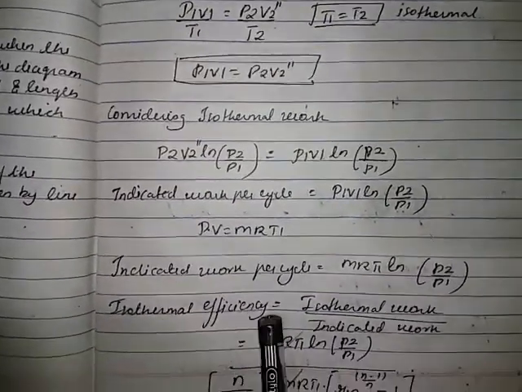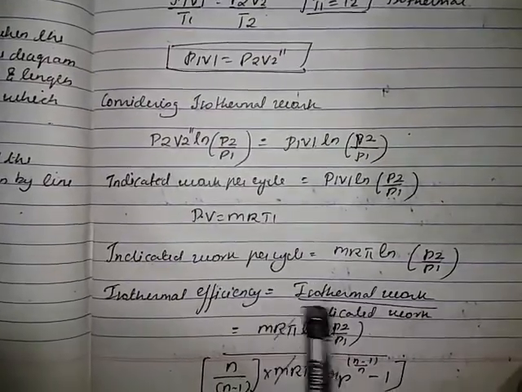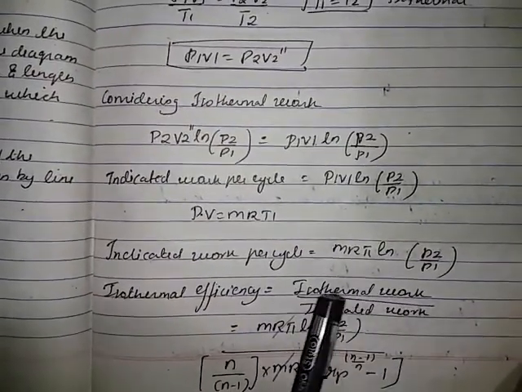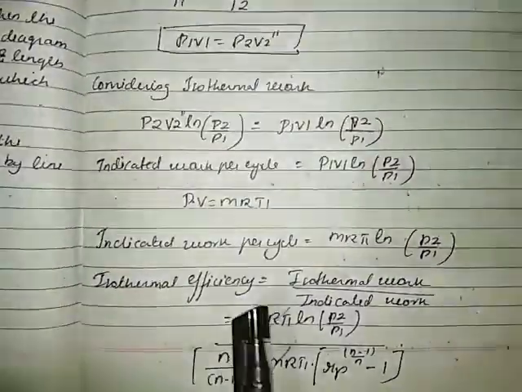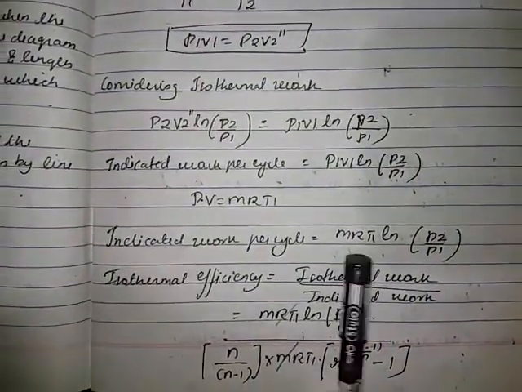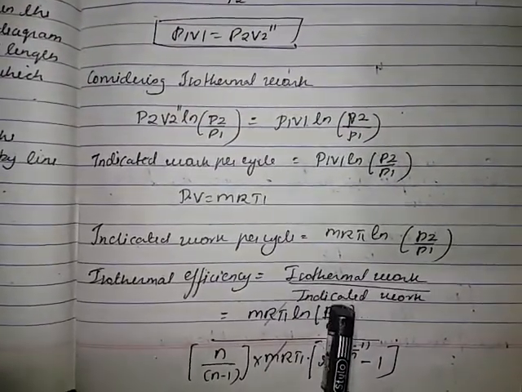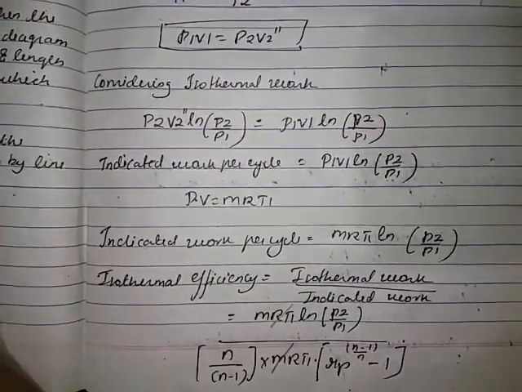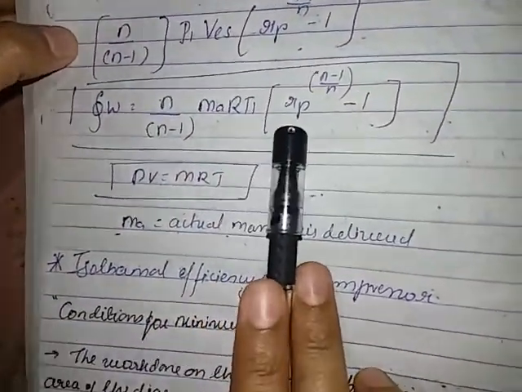What is isothermal efficiency? What is the isothermal efficiency formula? Isothermal efficiency equals what? Isothermal work upon indicated work. What is isothermal work? Isothermal work is equal to this one. Now what is my isothermal work? MRT1 ln of P2 by P1. What is indicated work? We have done it in the previous derivation, right? What is that? It was like this. What is that? n upon n minus 1 MRT1.